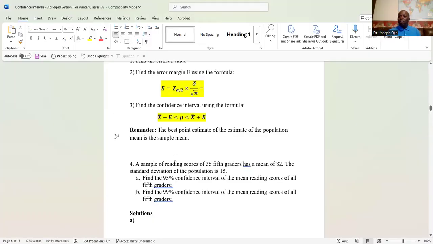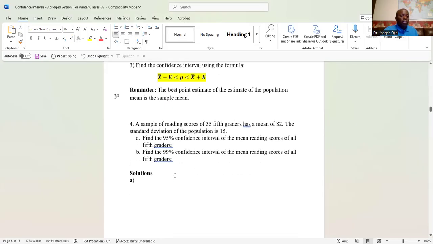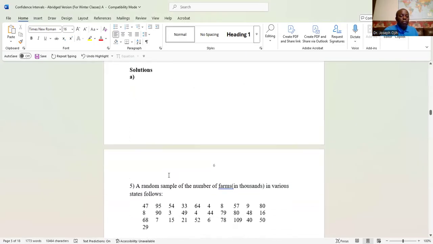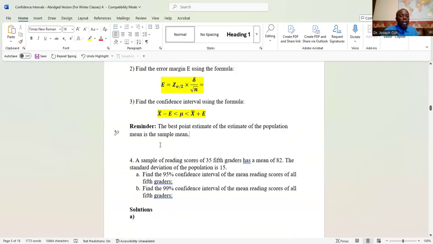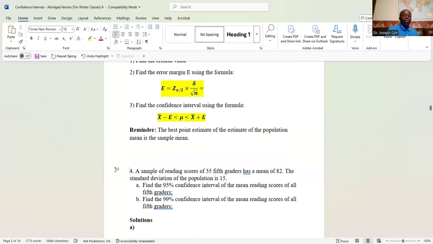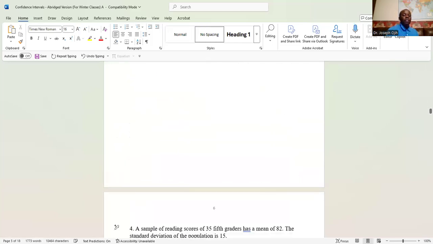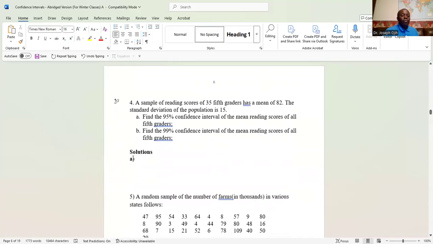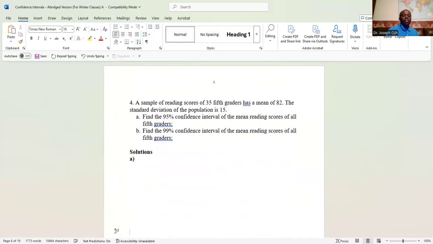Then you can now make a conclusion. Okay. Now, this is if you are using the formula method. For us, we'll be using the Excel method. So let's do this example here. I'm going to move it down so we have enough room for this.